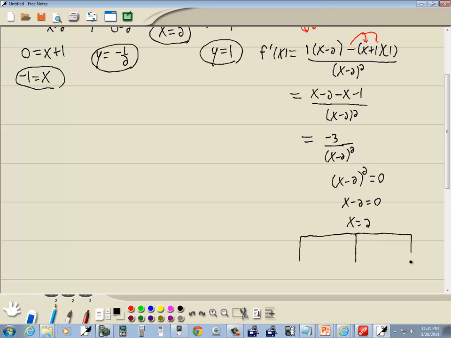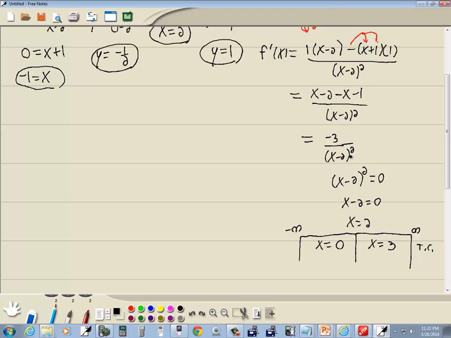Well, we want to build a table of intervals based upon that critical value. Clear over here is negative infinity. Clear over here is positive infinity. We want to choose test cases. Not that it matters, but I'll put in 0, some value between negative infinity and 2. And over here is some value between 2 and positive infinity, like 3.